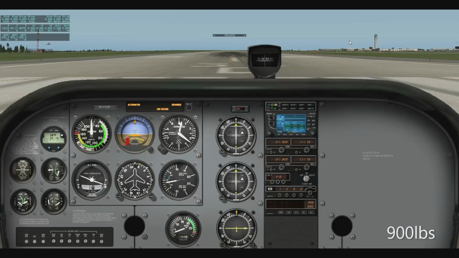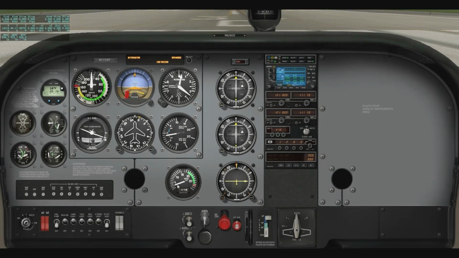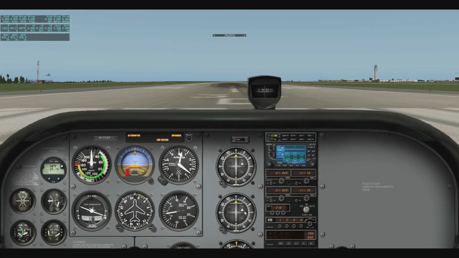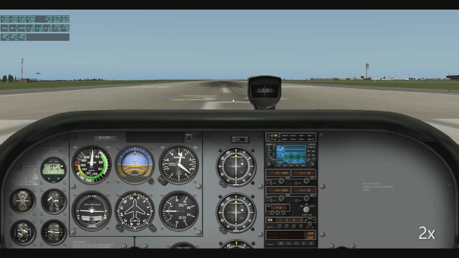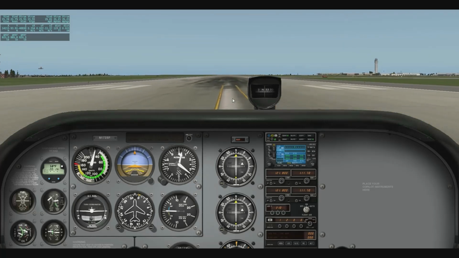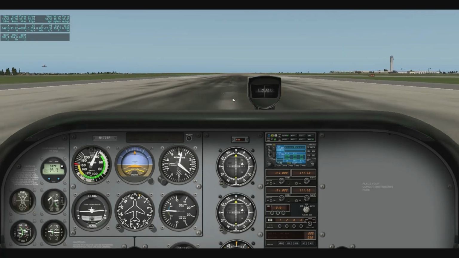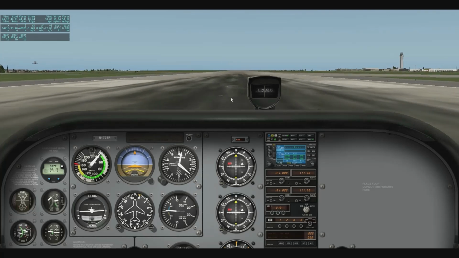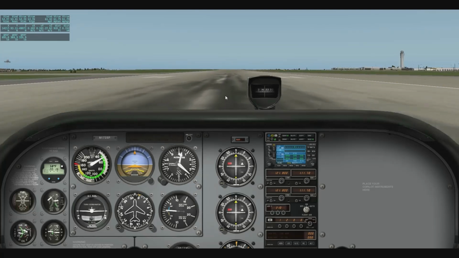It's going to be 900 pounds for the last takeoff. Power, flaps down, brakes off, and unpause the video. We can see that the aircraft is barely moving with the higher payload and is accelerating very slowly.